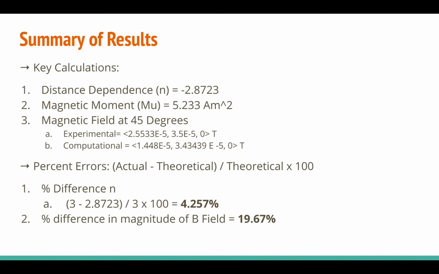The magnetic moment was calculated to be 5.233, and the magnetic field at 45 degrees was experimentally found to be 2.533e-5, 3.5e-5, 0 teslas, and computationally it was 1.14e-5, 3.43e-5, and 0 teslas. The percent error for the magnetic field was calculated to be 19.67%.